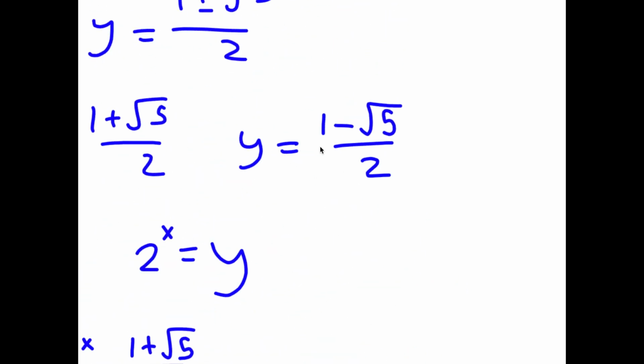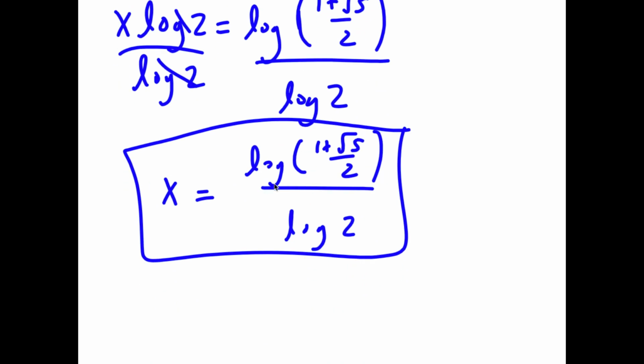Now for y equals 1 minus the square root of 5 over 2, well, 1 minus the square root of 5 is going to be a negative number. And you can't take 2 to the power of any number and make it negative. So this is wrong, and my only solution is right here.